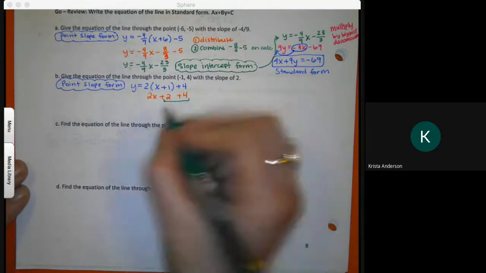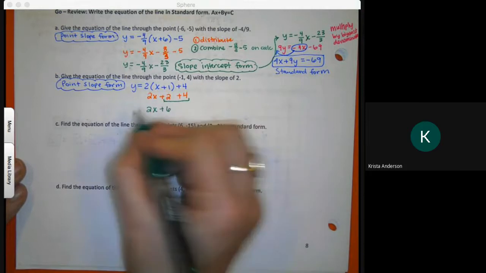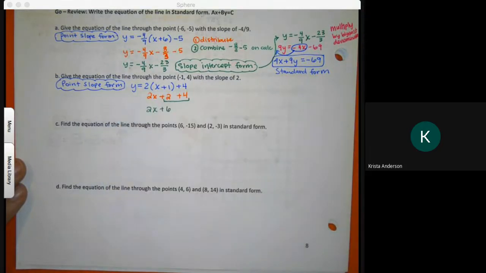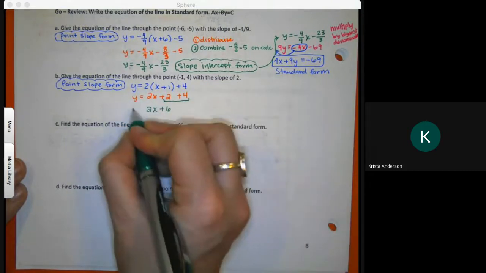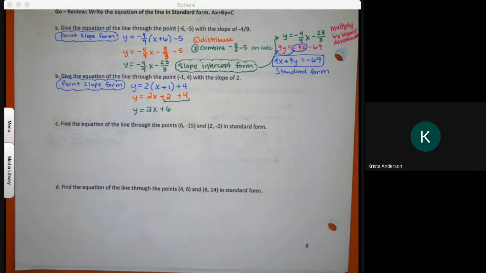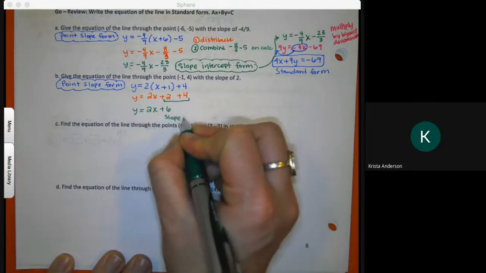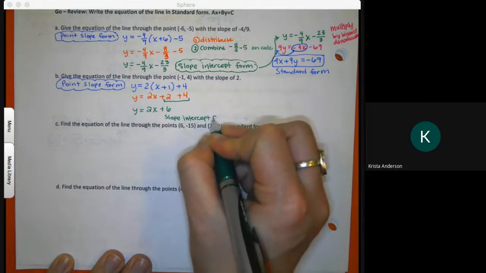What is 2 plus 4? 3. Oh wait, that's 6. And I forgot to write my y equals on there. This is slope intercept form.